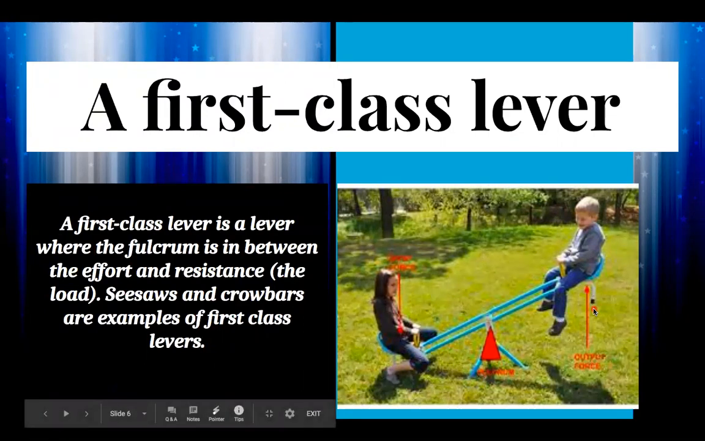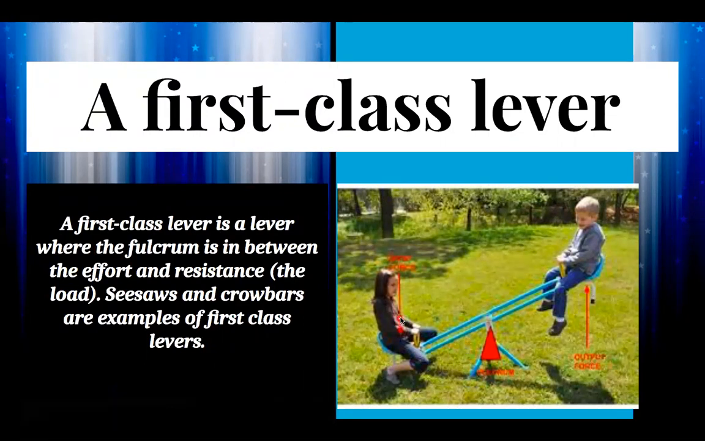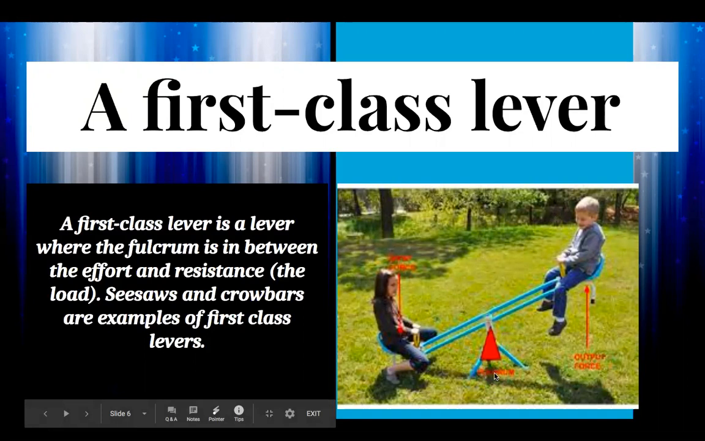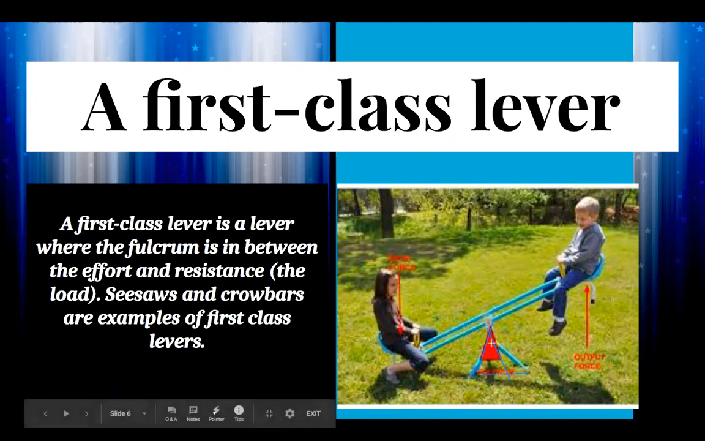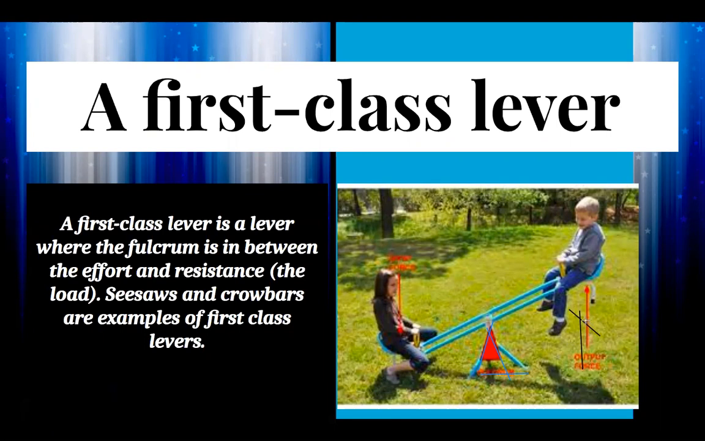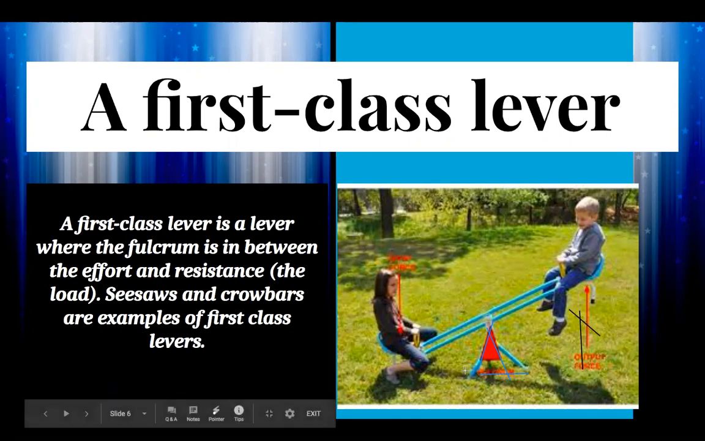This is a seesaw right now. This is an example of a first class lever where this is the fulcrum. You see this is our fulcrum. Over here is our output. What did I just tell you? The output is basically the load. That girl is sitting over here, so the output is shown over here: she went down and the output came up.